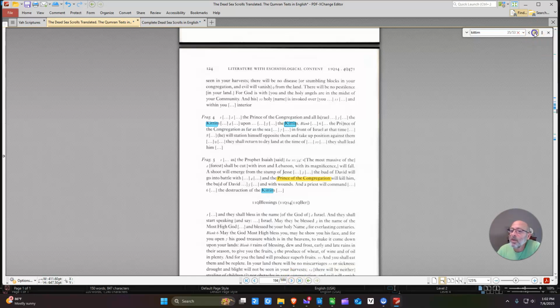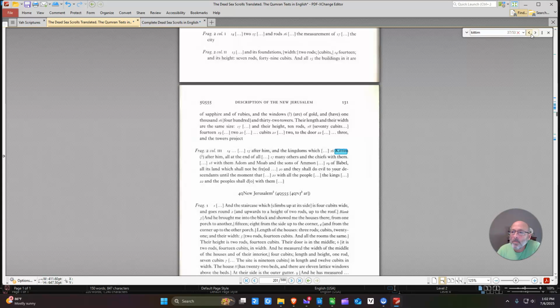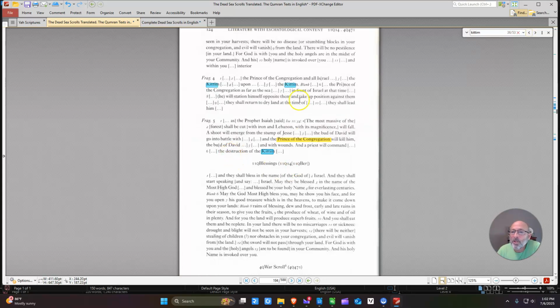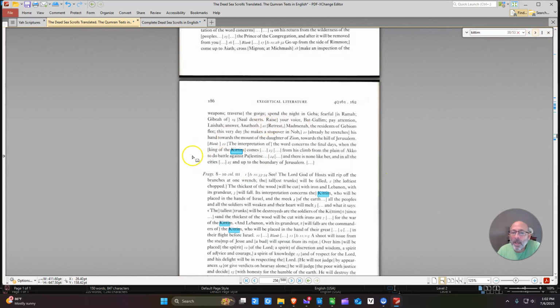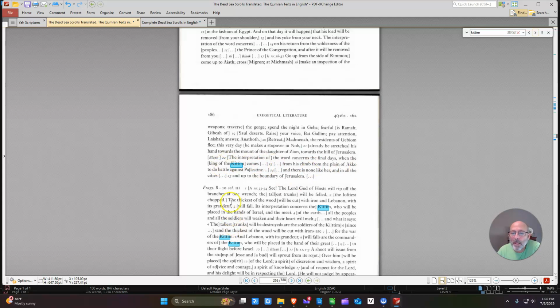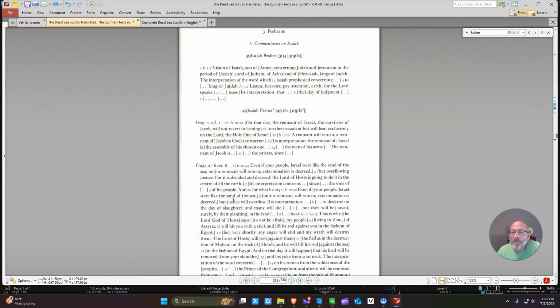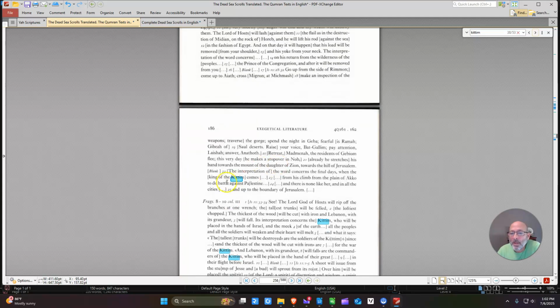Okay, so let me go back here. We have destruction of the Kittim, upon the Kittim, but no identification here. Which blank Kittim after him. Okay. And we have king of the Kittim comes. This is an interpretation. Is this Habakkuk? No, this is Isaiah. This is the Isaiah Pesher commentaries or interpretations. The king of the Kittim comes from his climb to the plain of Akko to do battle against Palestine.